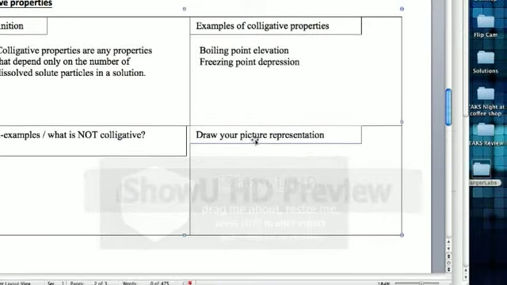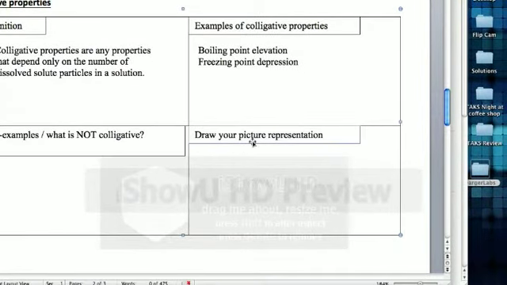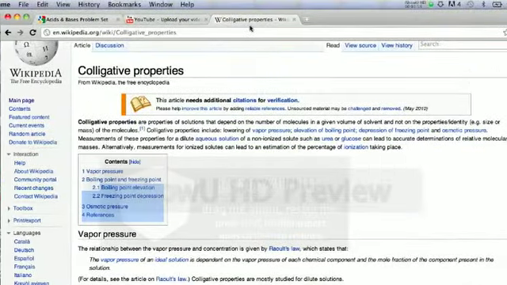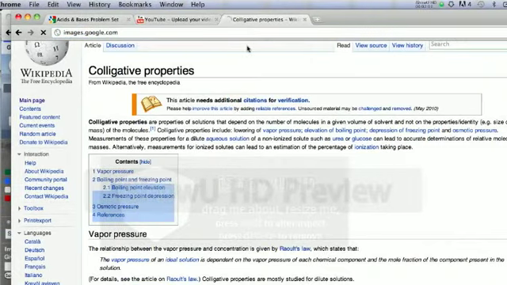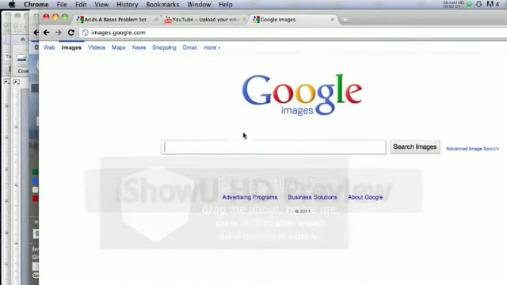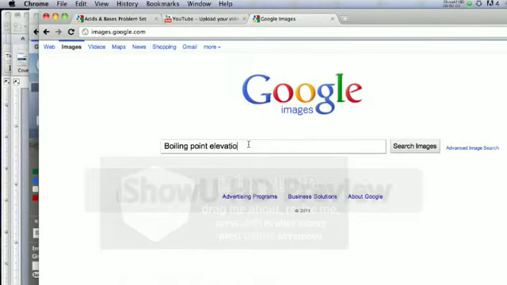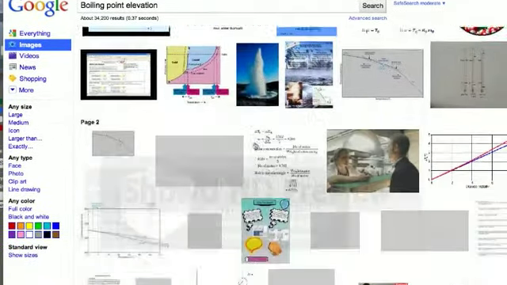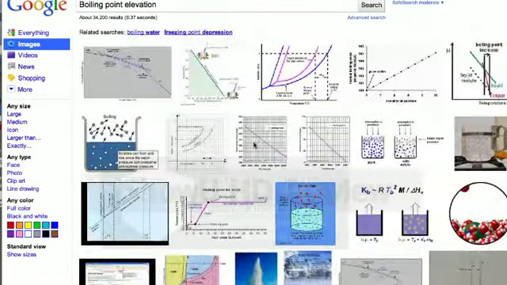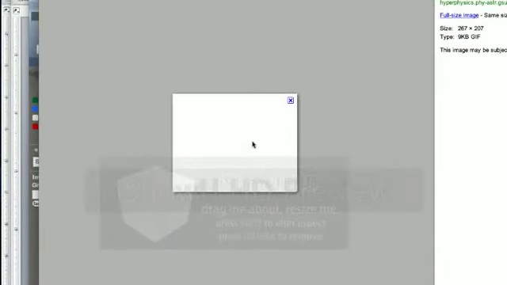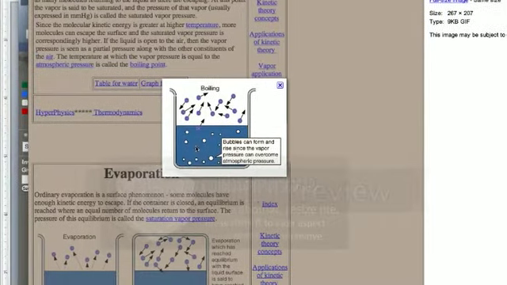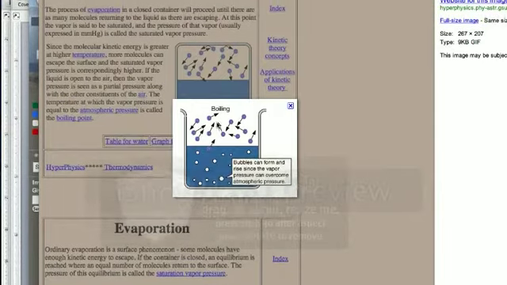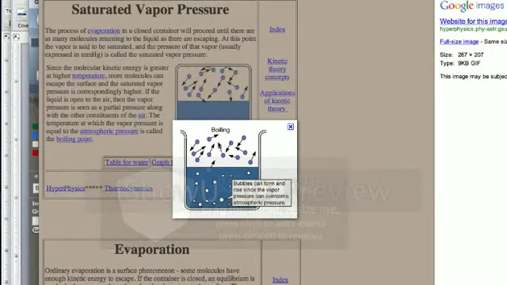Now, in terms of a picture representation, what could we put for this? Well, the two things that I talked about were boiling point elevation and freezing point depression. Let's look up boiling point elevation and see what pictures people have used for this. These graphs are sort of confusing, but if we look at this one, we can remember my description of how water tries to boil, but when you put salt in the way of those molecules, it's harder for them to escape and to boil off, and that elevates the boiling point.